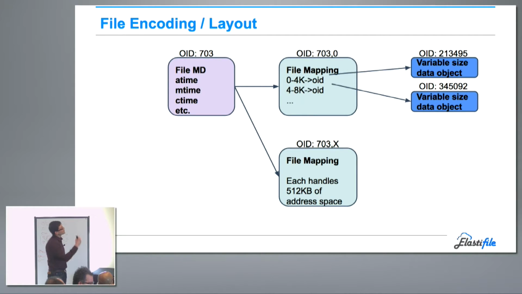And then the data object, the reason I'm mentioning that they're variable size is because we support compression by default, so these can be anywhere from 1 byte to 4K. So this is how our file layout looks. A file of 10 megabytes will have 20 file mappings, and they can point to any data objects. We'll see later how this kind of mapping allows us to be very dynamic in our data path.